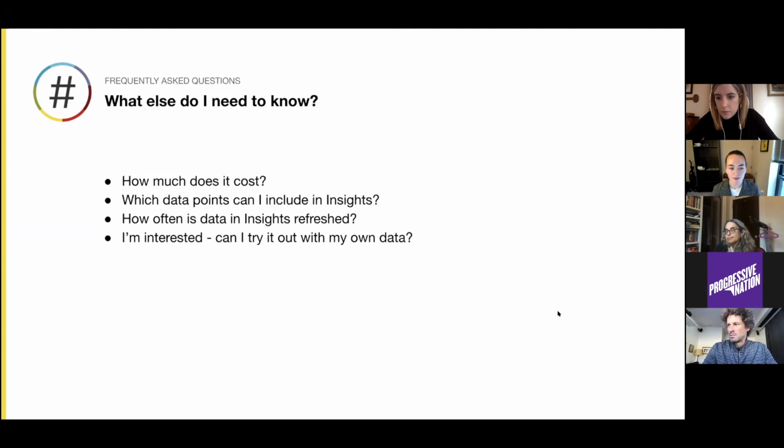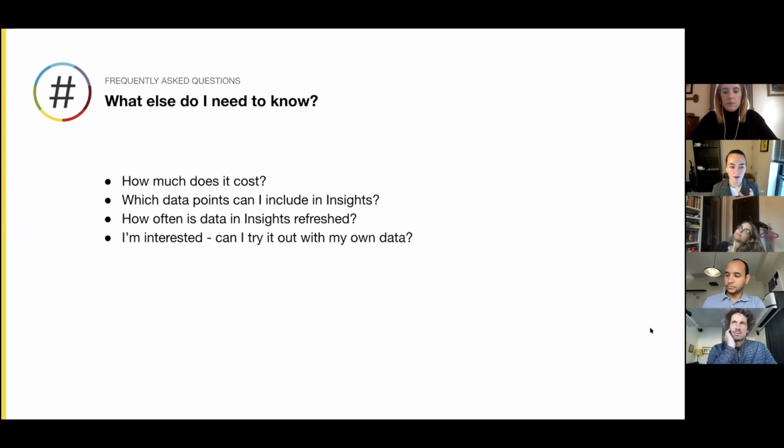Second up, which data points can I include in Insights? I think we've alluded to this a few times throughout the presentation, but anything that's in NationBuilder can be included in Insights. So when it comes to integrated tools that have data coming into NationBuilder, that can all be included. The point I want to drill in on is if you have multiple different systems. Maybe you have one team using NationBuilder, and your membership team uses a totally different system. Unfortunately, that data cannot be brought into Insights unless it is being brought into your NationBuilder account. So just want to be clear on that point.